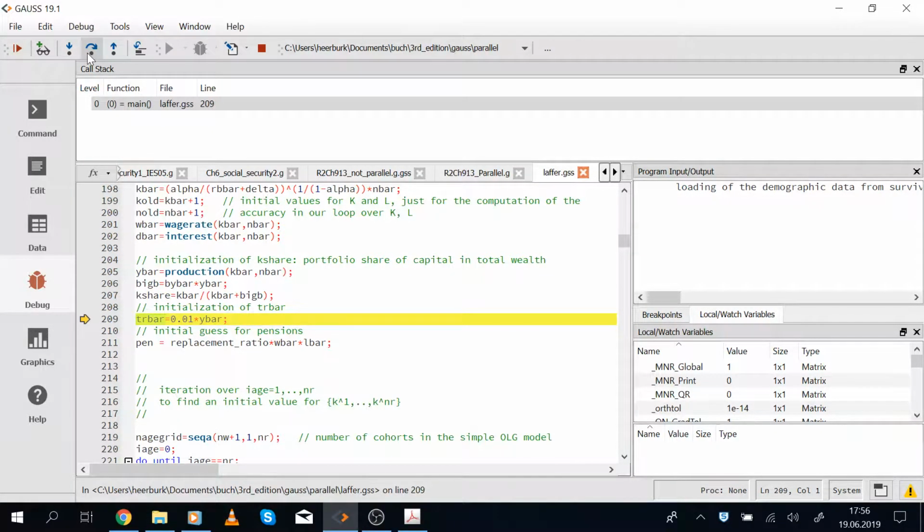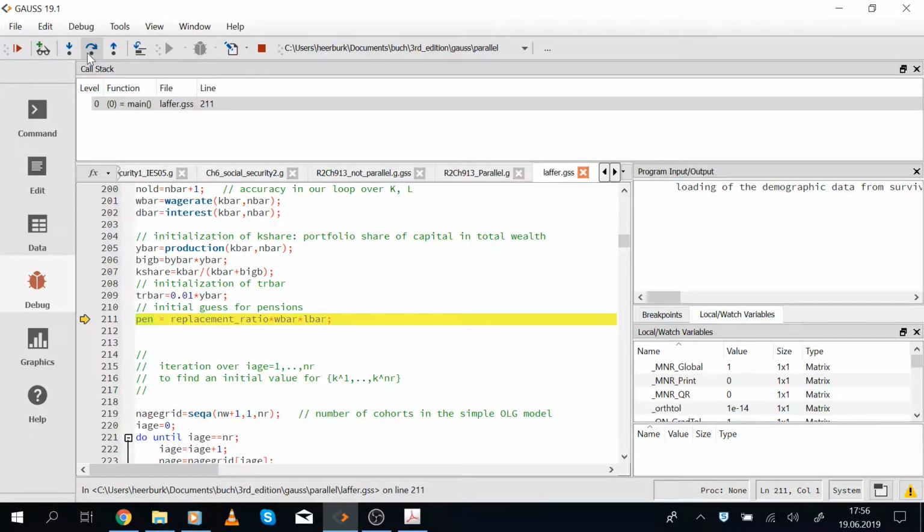And we initialize our transfers as 1% of output. This is really an innocent assumption. It doesn't matter whether we use 0 or 2 or 3 or 5%. We could also use the empirical values of the United States. In our computation, we'll compute transfers endogenously so that the fiscal budget is balanced. And our pensions are simply the replacement rate of 35% times our average wage income, which is approximately the wage times aggregate labor supply.